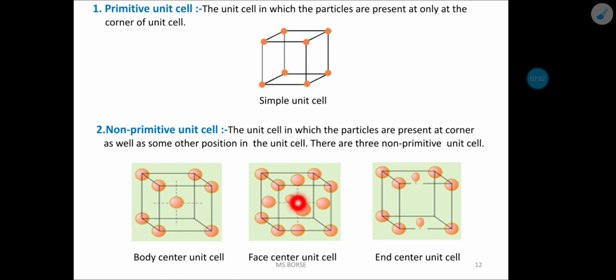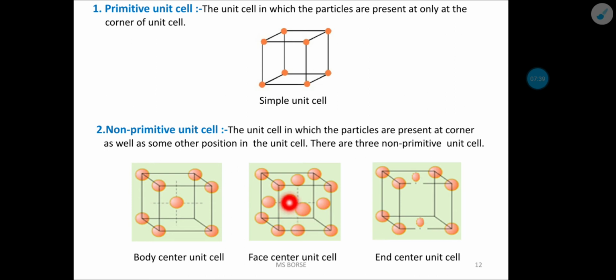Second is the face center unit cell, in which atoms are present at the corners and an additional atom is present at the center of each face of the unit cell. The cube has 6 faces, that is front, back, left, right, top, bottom. There are 6 faces, and at the center of these 6 faces an additional atom is present. That's why this type of unit cell is called a face center unit cell.